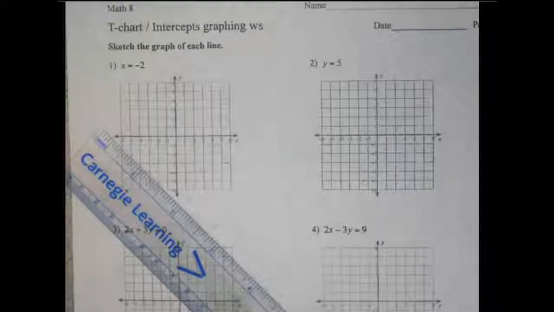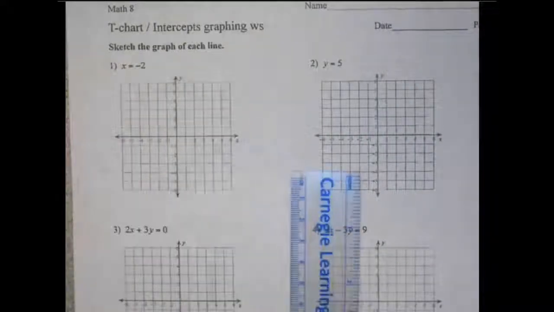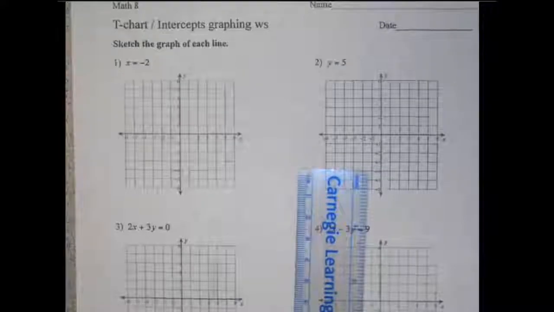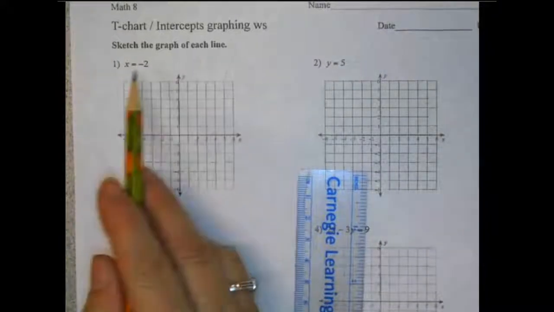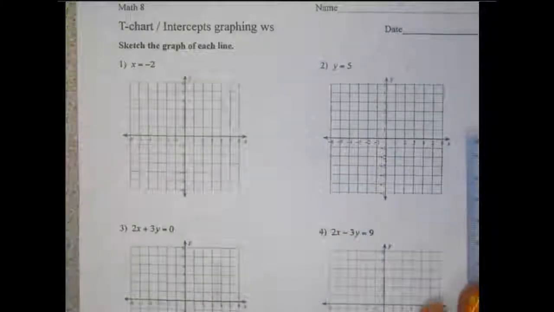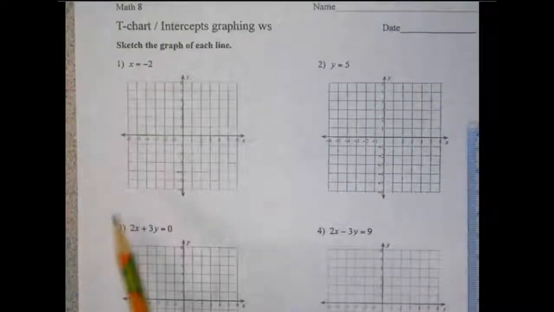Right, so we're going to go back and do some refreshing and then some new stuff with T-charts and graphing. Yesterday we started sketching the graph of a line using intercepts. Today we're going to continue using intercepts and also some old stuff that you remember, T-charts.